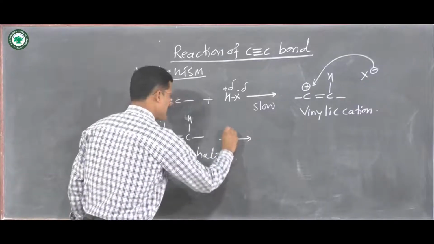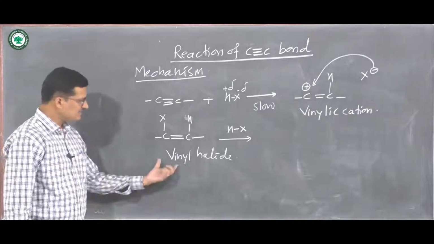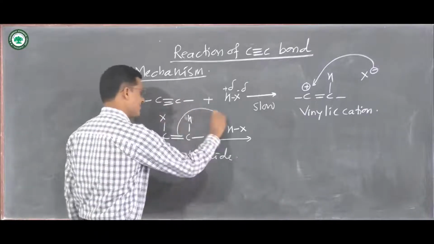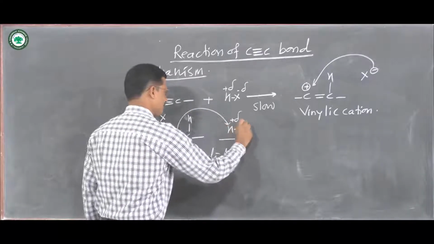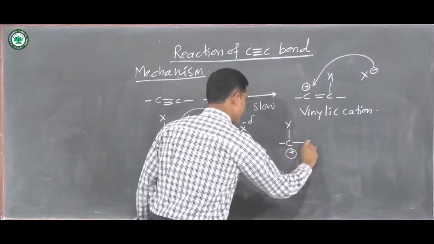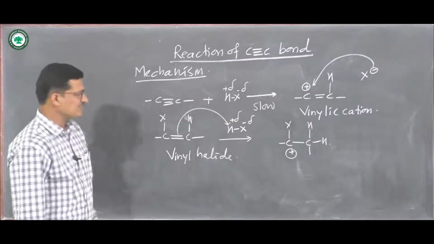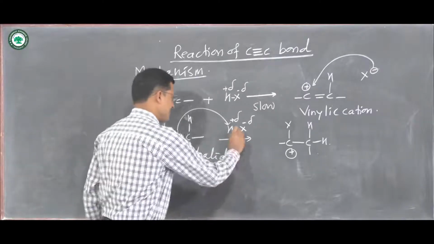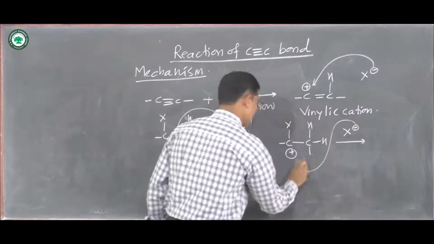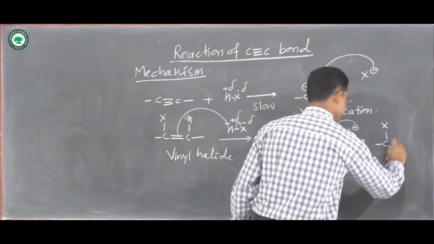Then again the next molecule of HX is added to the phenyl halide, and the addition is again according to Markovnikov addition, and we know there is again a formation of a cation, this one. When this cation formation takes place, your reaction mixture again has X minus, and this X minus, the nucleophile, attacks this carbocation, and then we get this type of compound.